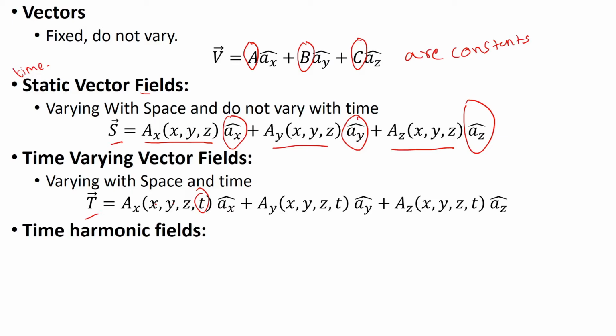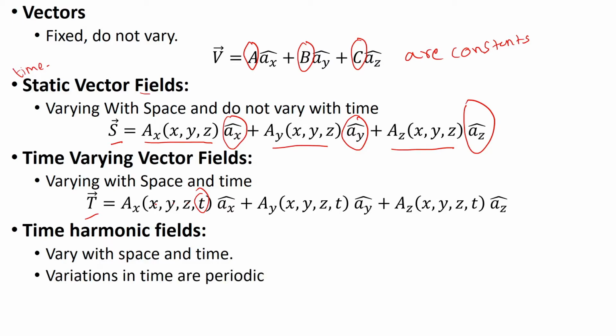Now, time harmonic vector fields are a special case of time varying vector fields where they do vary with space and time, but the variations in time are periodic. That is, for example, at a point, the value of a vector field is 10 ax cap, and at the second point it is 10 ay cap, and at the third point 10 az cap at time t1. And at time t2, there may be some 5 ax cap, 5 ay cap, and 5 az cap.